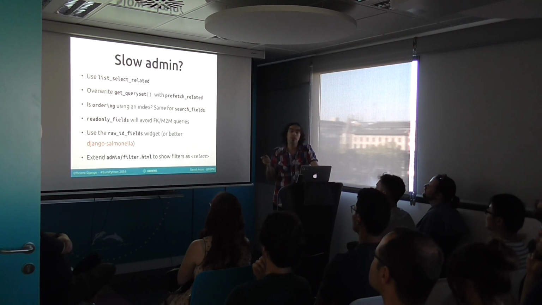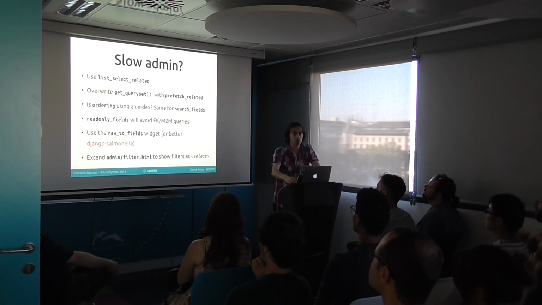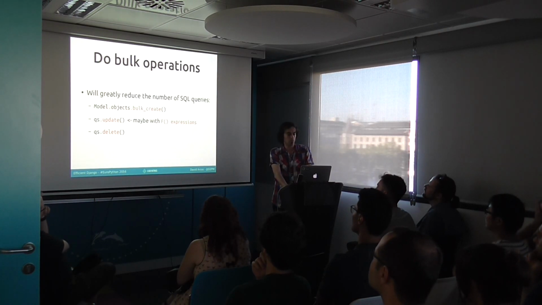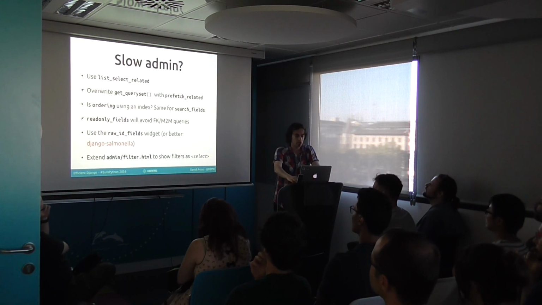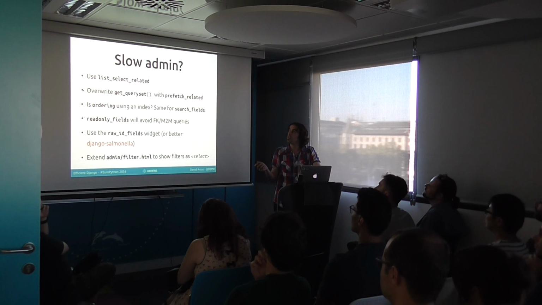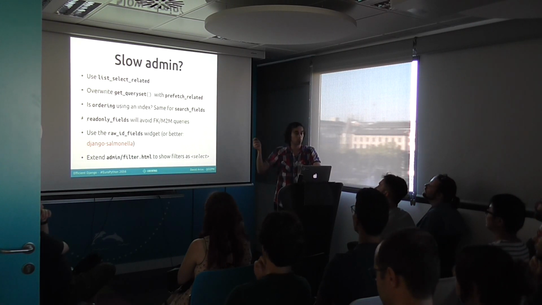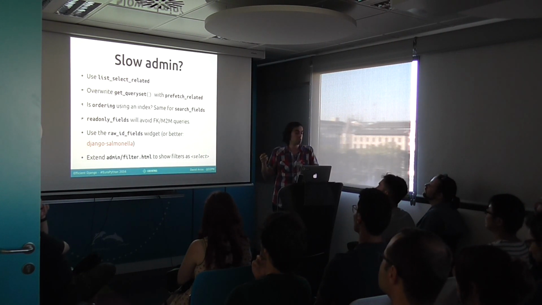Yeah, this is nice. The Django admin can be slow. When you have millions of objects, it will get slow. So what do we do? We do the previous steps: we do bulk operations, we do related objects, select related, and prefetch related, okay? For example, list select related is an option in the admin model. You set list select related, and then it will do the select related.